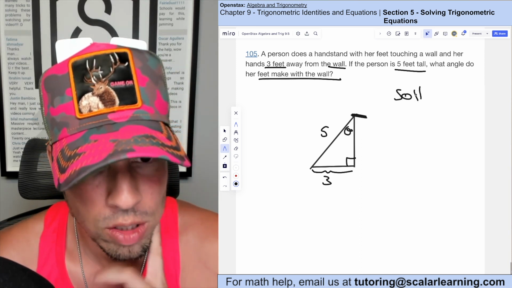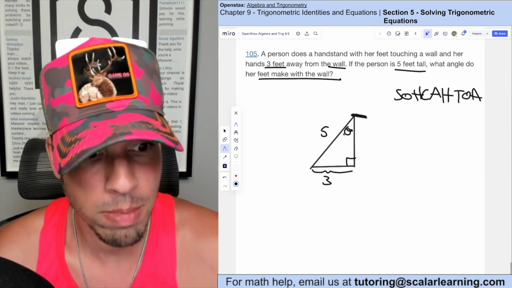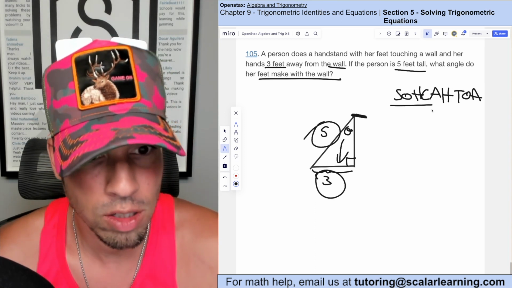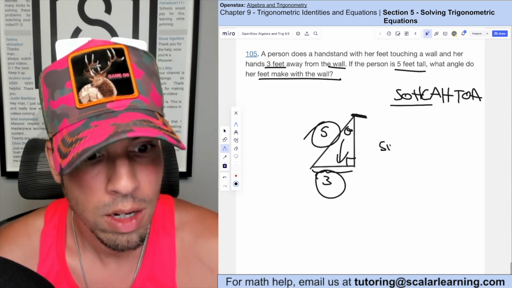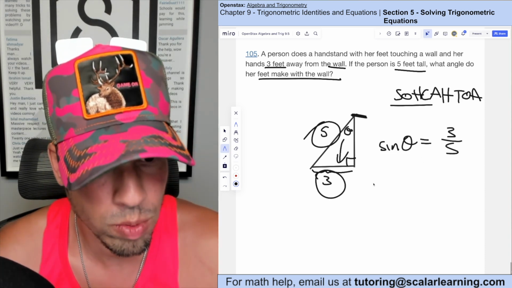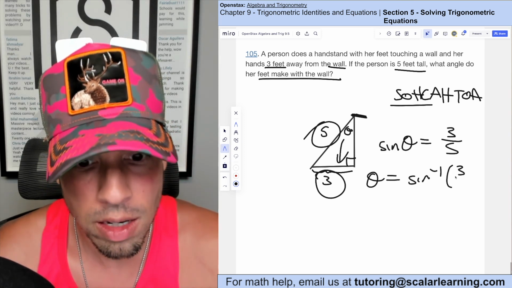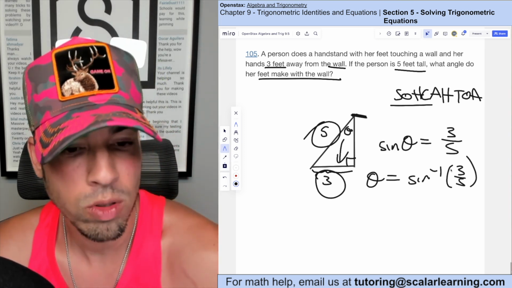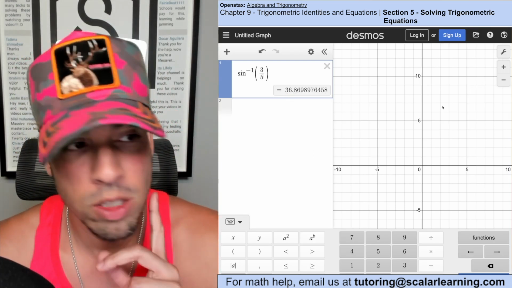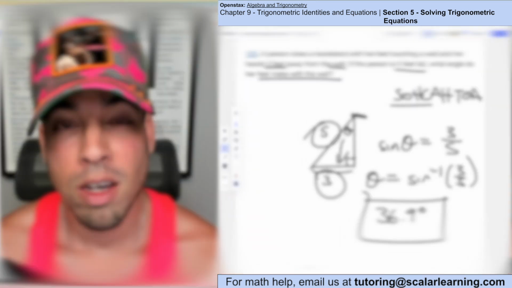So then if we look at SOHCAHTOA, the question is what trig function makes sense with this angle and these sides? Opposite and hypotenuse. That's sine. So we get sine of theta equals opposite over hypotenuse. Now to solve this, we take arcsine of both sides like so. And to do this calculation, we're going to use Desmos. So there we go. We get 36.9 when we round up. Don't forget to be in degrees mode. So the answer is 36.9 degrees. Boom, done.